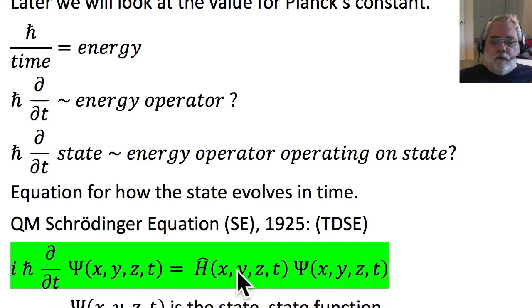So the right-hand side looks like up here, energy operator operating on state, right? Hamiltonian energy operator operating on state. We haven't said what operating on means or anything yet, and we're not actually going to do that today. So there's a little bit of hand waving there. The left-hand side, here we said state, and now we have state, psi. Here we said partial derivative with respect to time, and we have partial derivative with respect to time. Here we said h bar, there's an h bar.